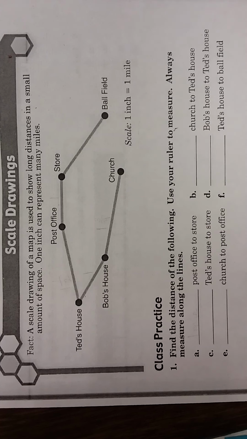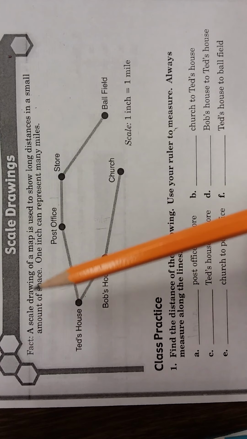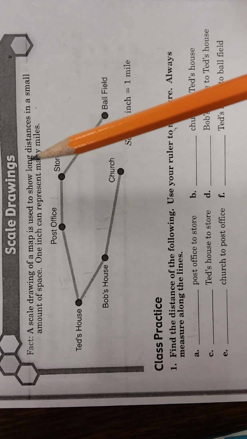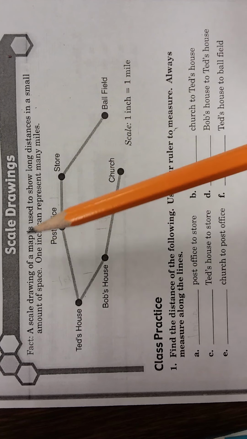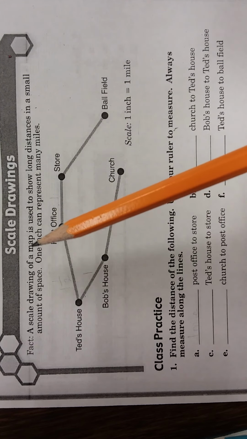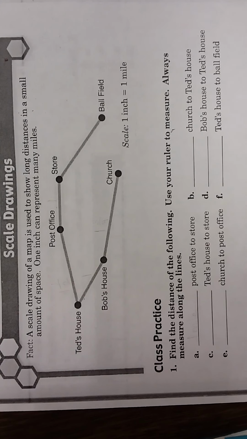All right. Well, this is the lesson for lesson 133. It is about scale drawings. In scale drawings, if you look at the top, it gives us the fact. A scale drawing of a map is used to show long distances in a small amount of space. 1 inch can represent many miles.